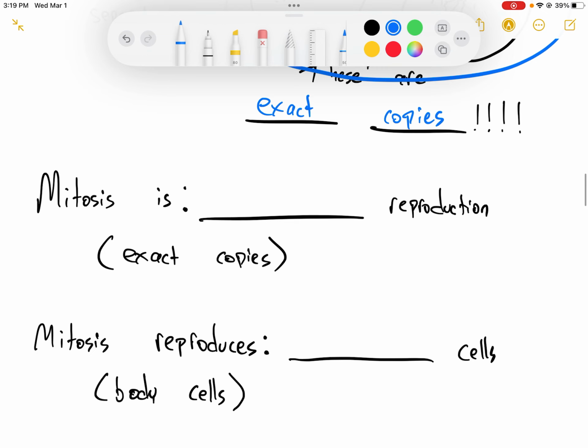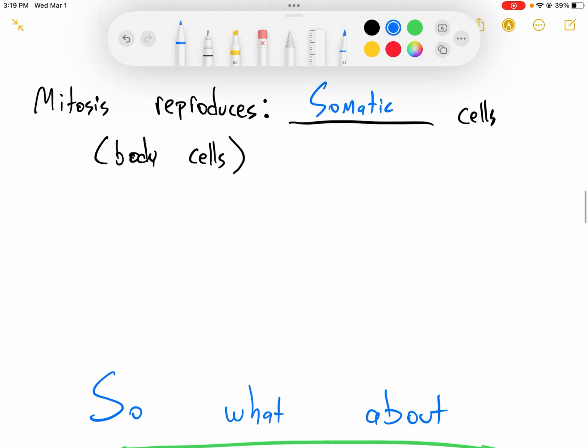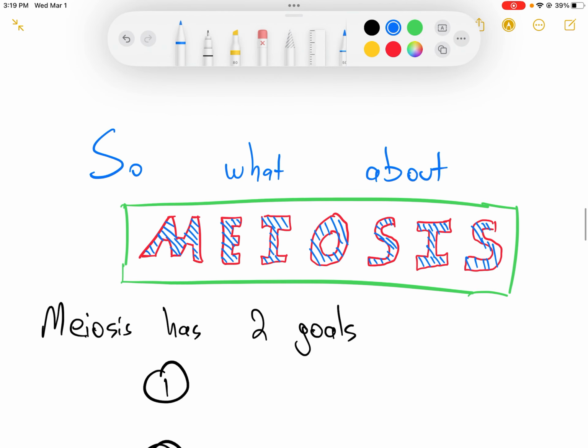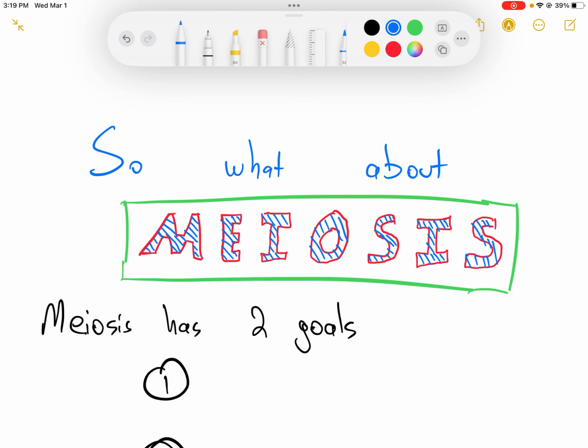A couple last thoughts on mitosis. Mitosis is considered asexual reproduction. If you remember, at the very beginning of the year we talked about asexual and sexual reproduction. Asexual reproduction produces exact copies. Mitosis reproduces somatic cells. So mitosis produces body cells, things like skin, hair, nails, things like that. All right, so good job. We're done. If you can know all of those things, then you're good to go.